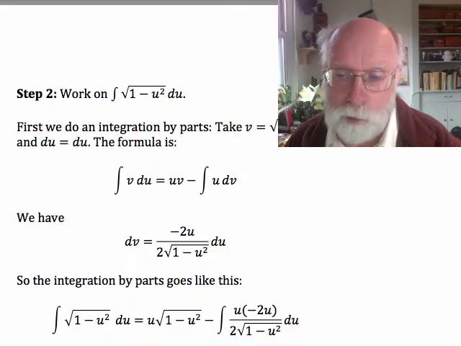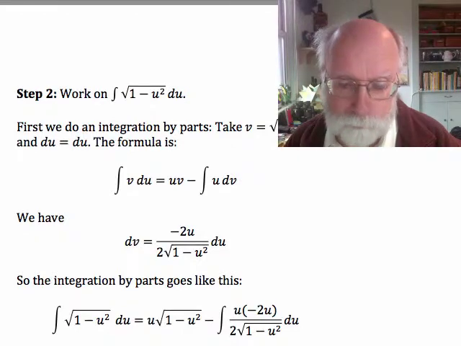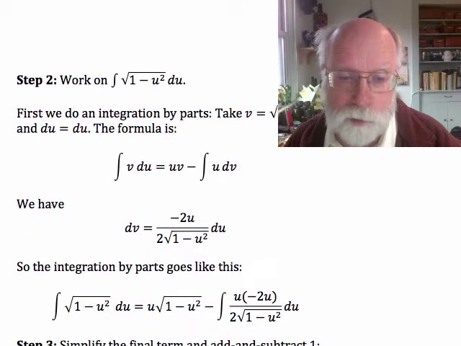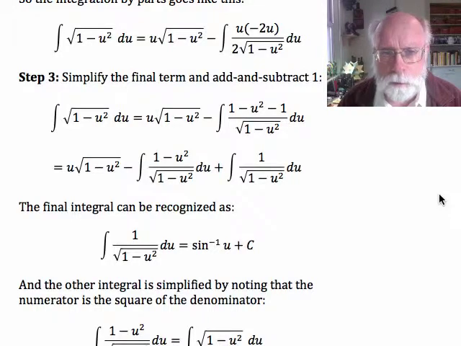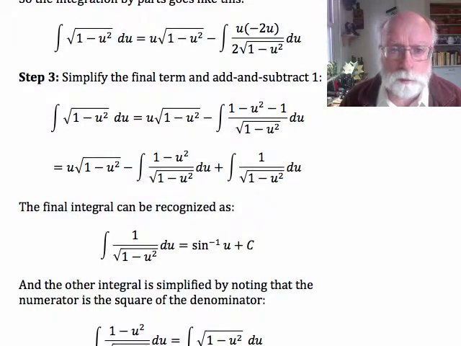Okay, so integration by parts has changed our integral into something new. It looks more complicated, but it actually now is easier to solve. In step 3 of the calculation, we're going to simplify the final term by adding and subtracting 1 and then breaking up the integral.